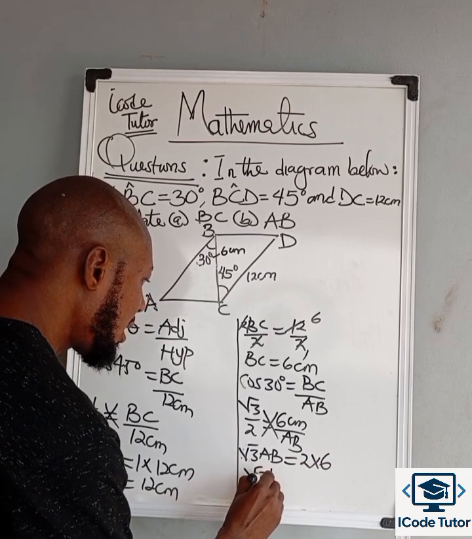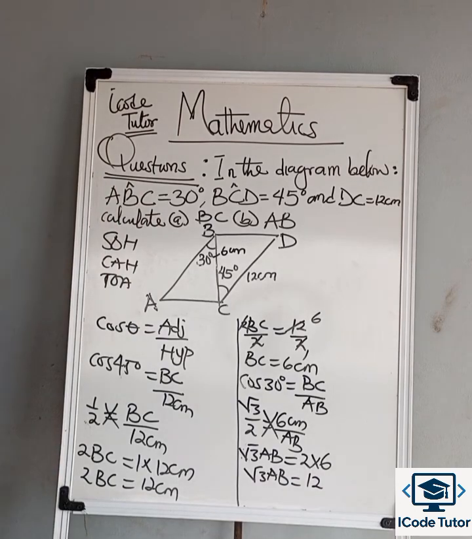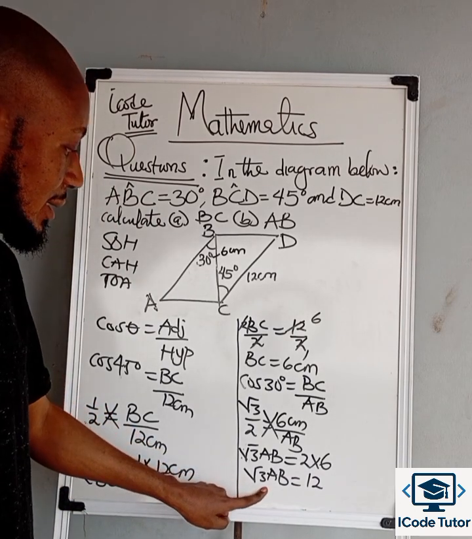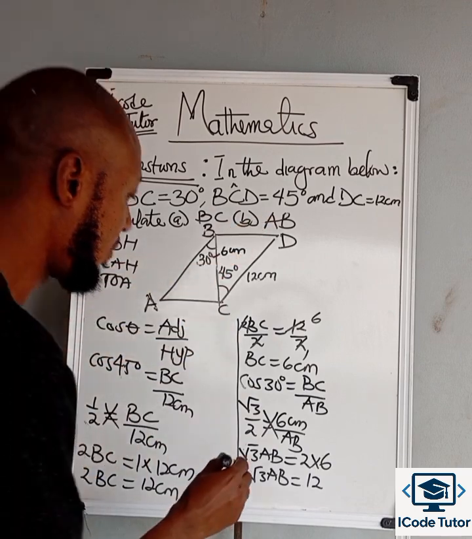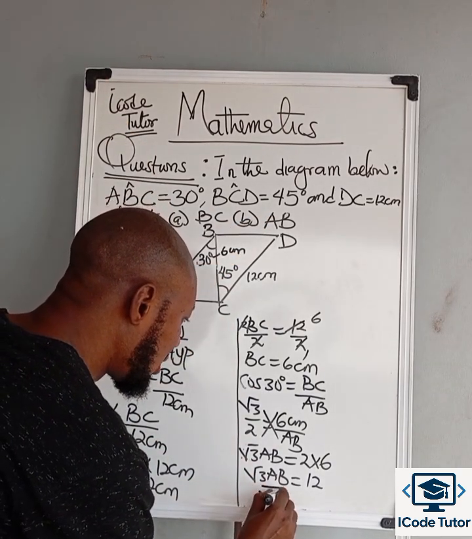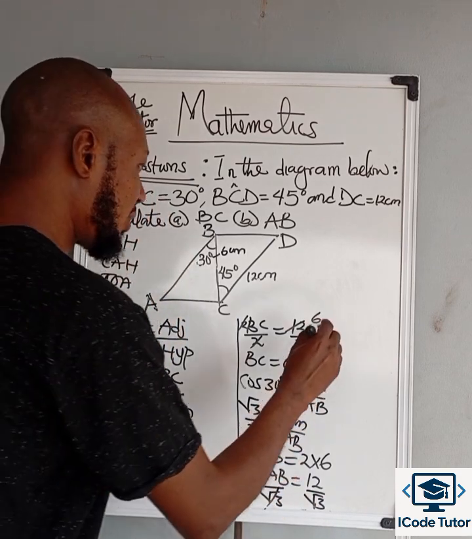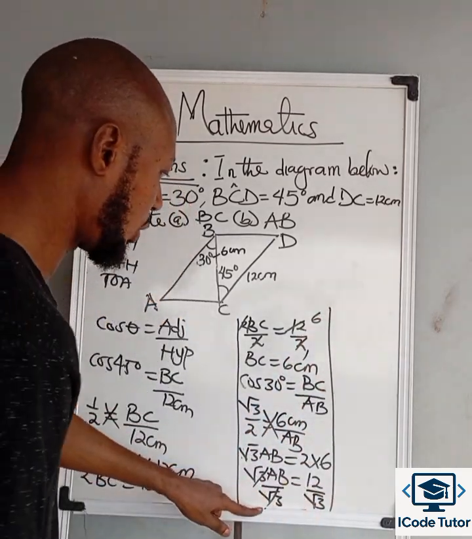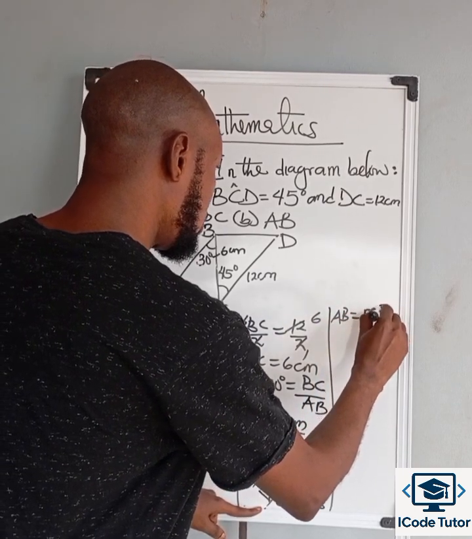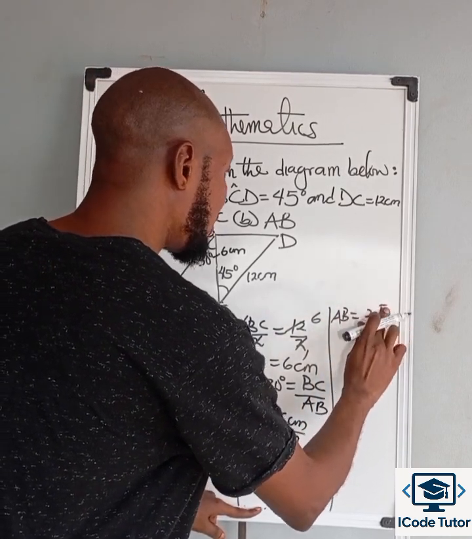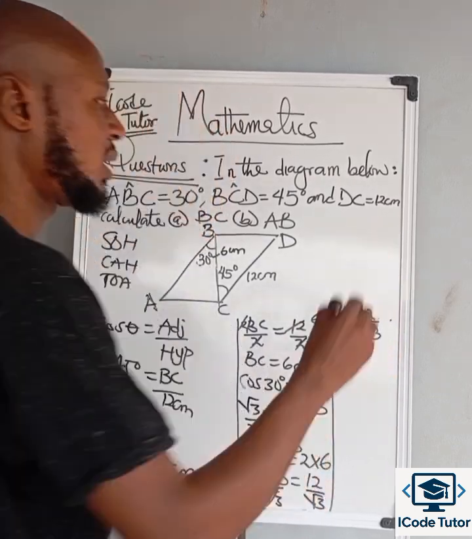Root 3 AB equals 2 times 6, that is 12. Now, we need to divide both sides by the coefficient of AB because we need to know the value of AB. That is divided by root 3, divided by root 3. Root 3 cancels root 3. We are left with AB equals 12 divided by root 3.